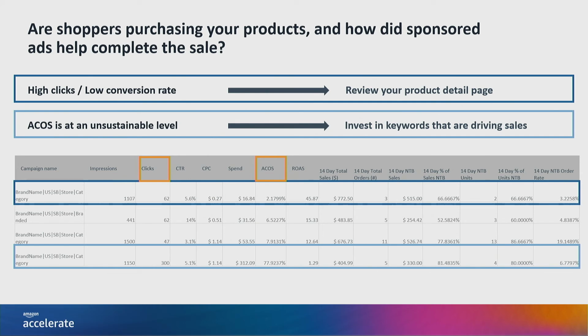keywords that are driving clicks and sales while pausing low-performing keywords. So in this box that I have circled, you can see I've received 300 clicks, but I also have an ACoS of 77%. Remember, we typically recommend you aim for an ACoS between 20 to 30%, so 77 is really high. In this case, make sure that you're really investing in keywords that are driving sales and pausing keywords that aren't.